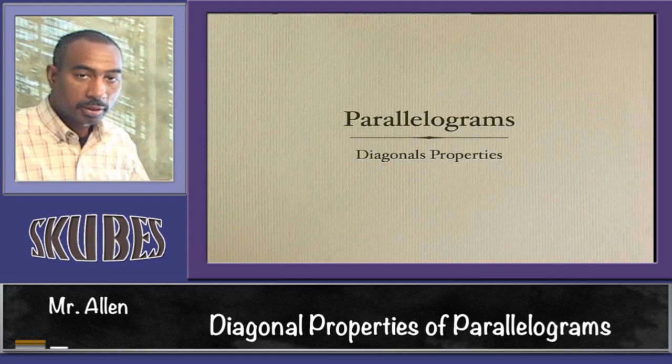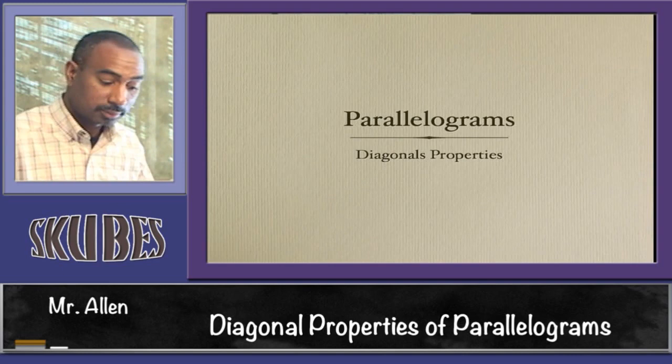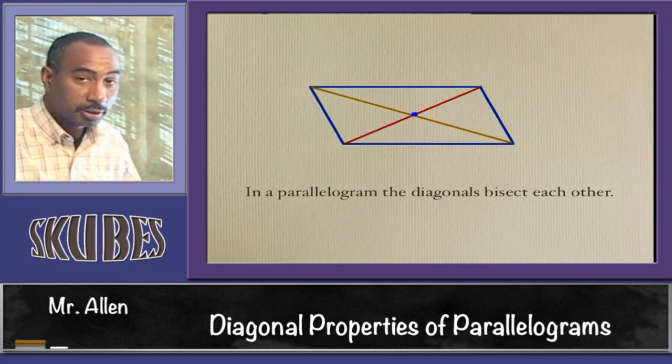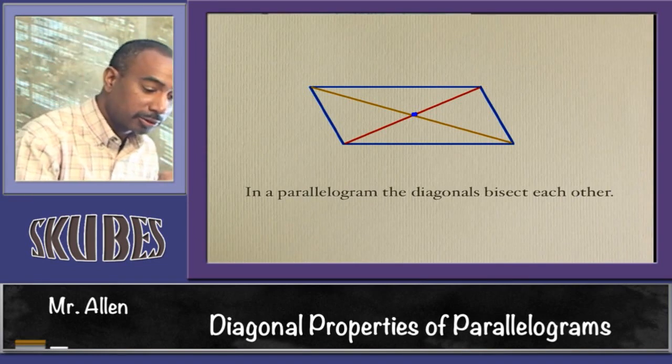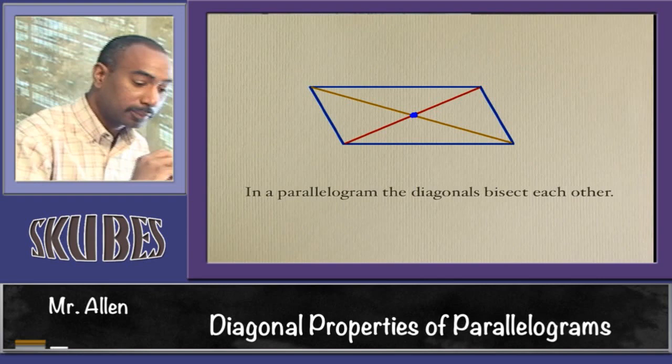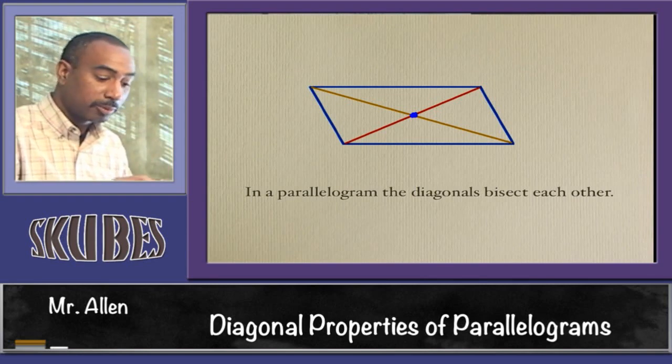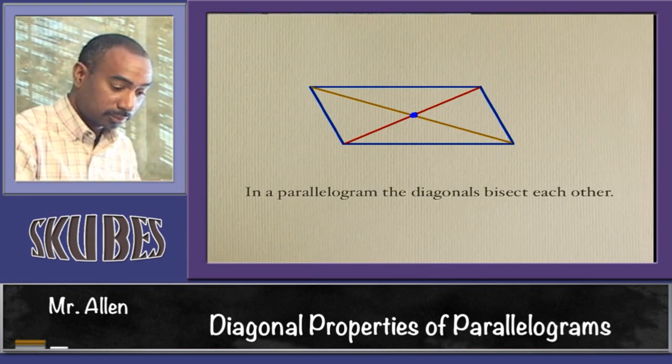All right, today's lesson will be on the properties of parallelograms with diagonals. Let's review this definition again. In a parallelogram, the diagonals bisect each other, which means they intersect at a common midpoint. Let's look at what that really means.